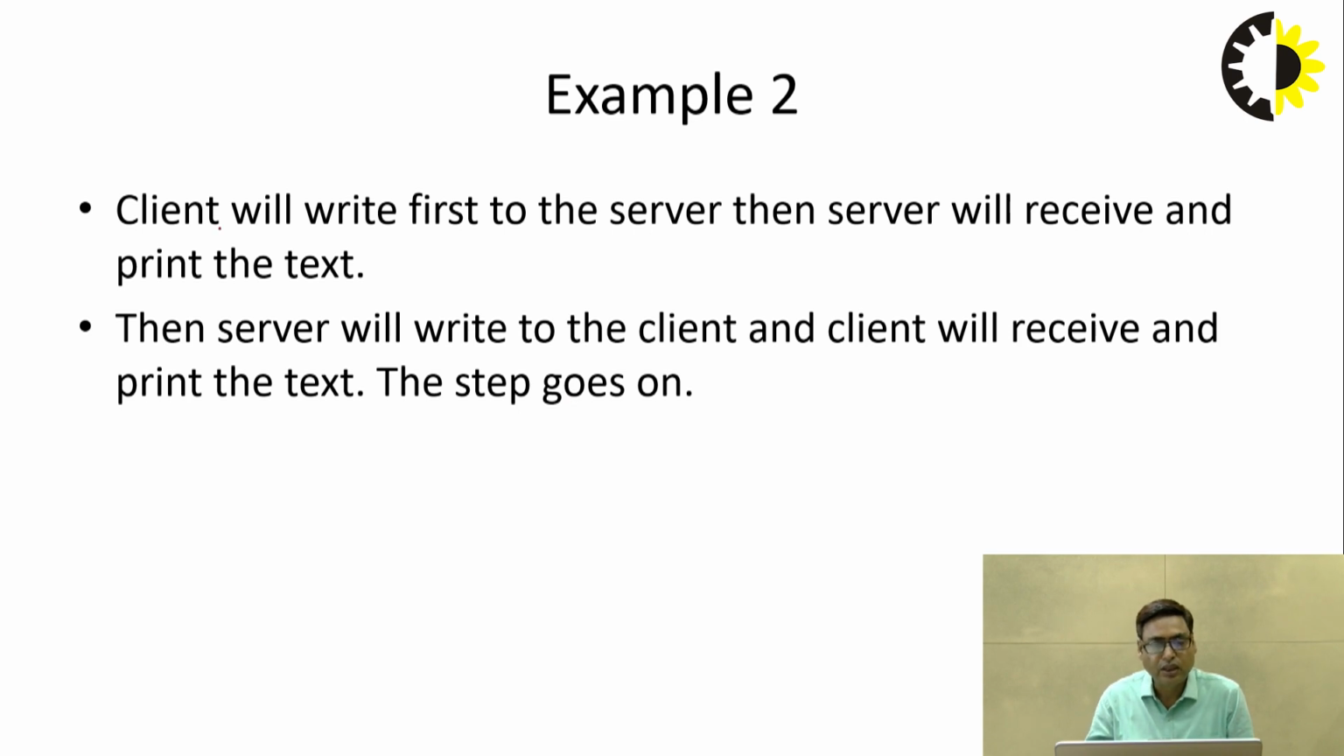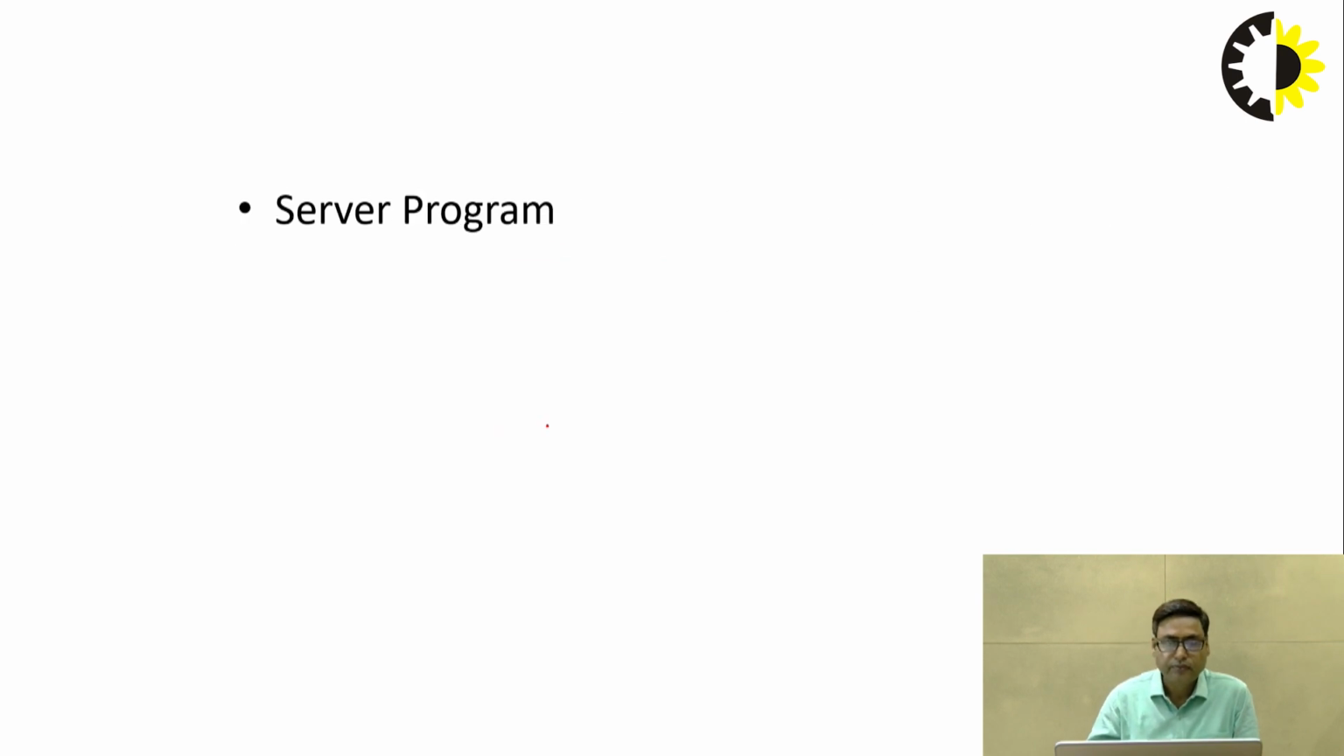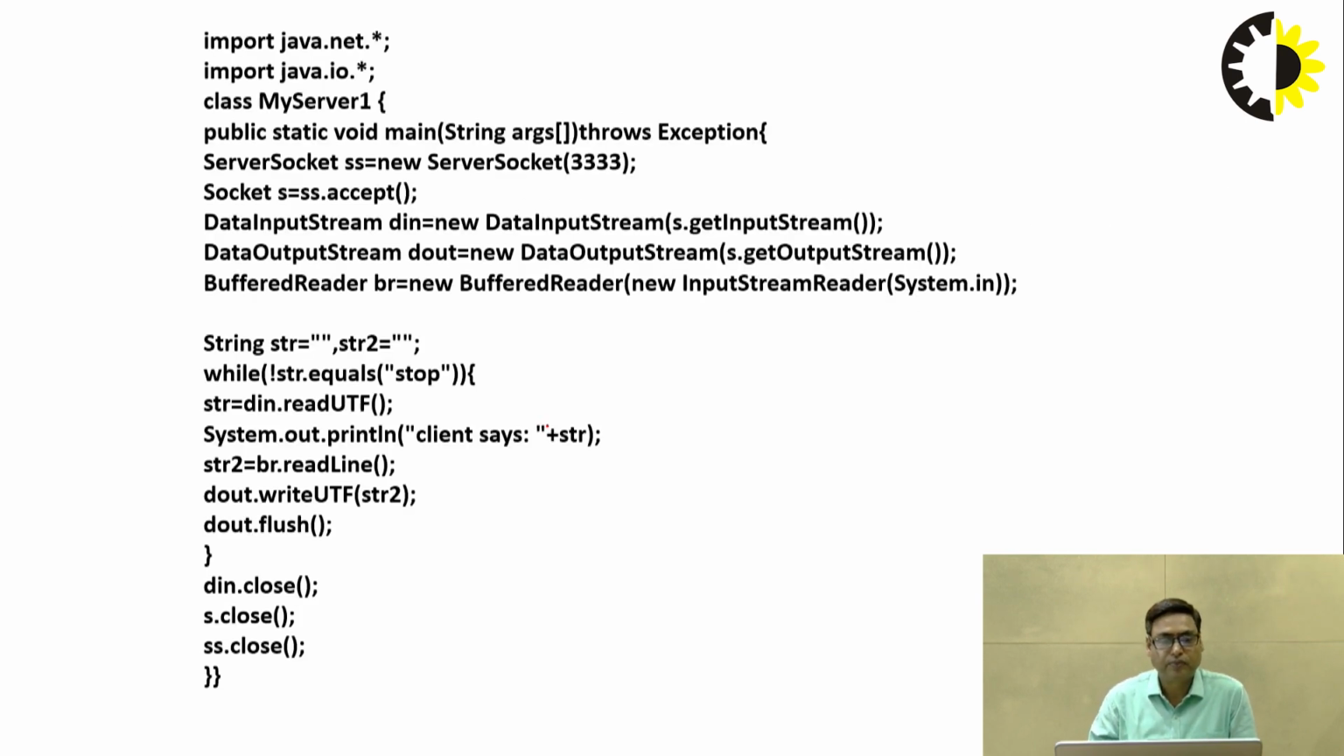So here we need two programs again, one for the server and second is for the client. So client will write to the server, server will receive it and print the text, and server will write to the client, and client will receive it and print the text. So first of all, the server program.